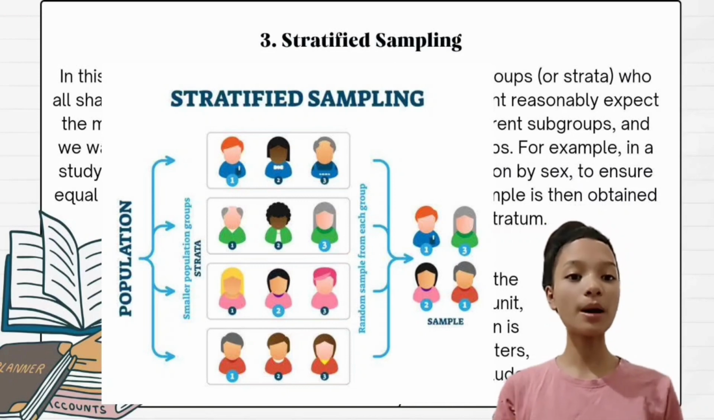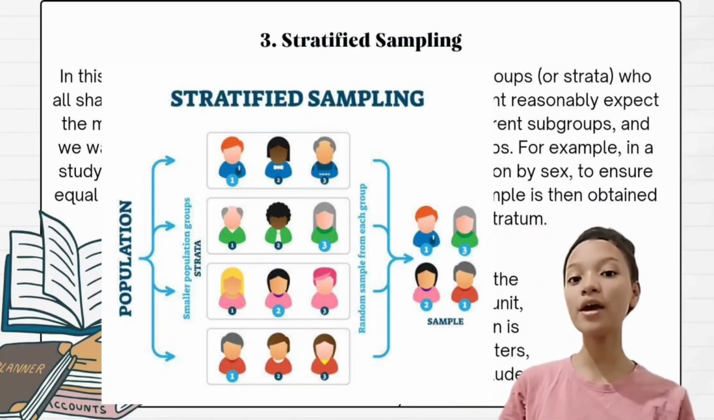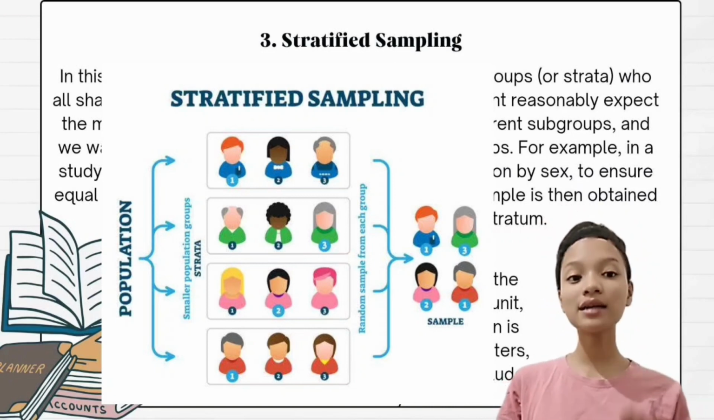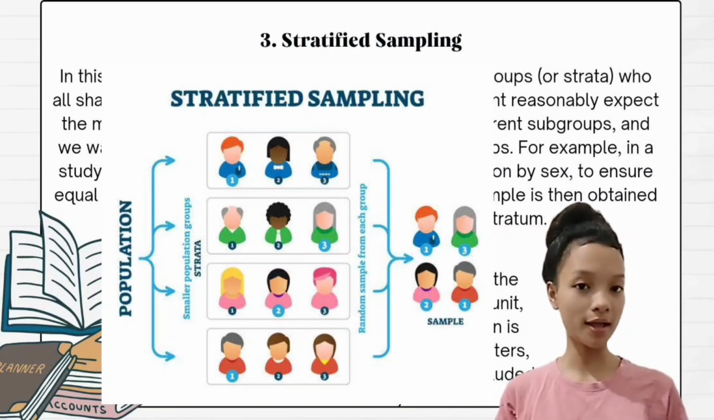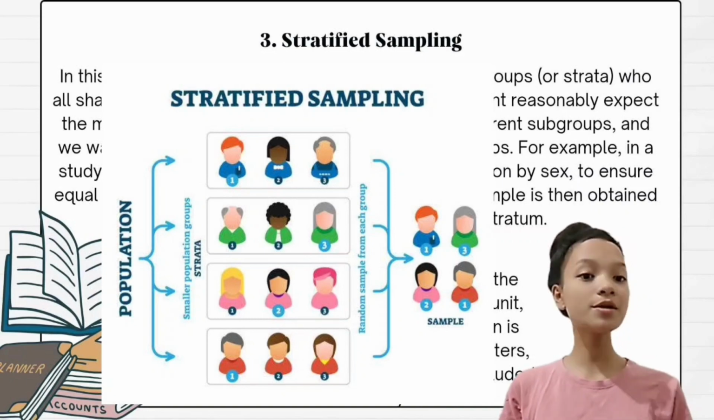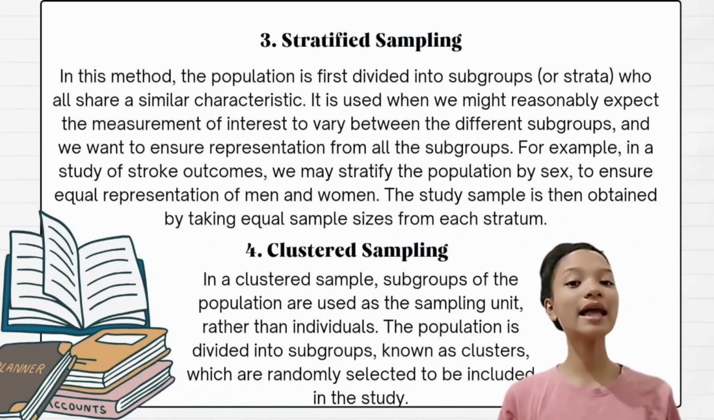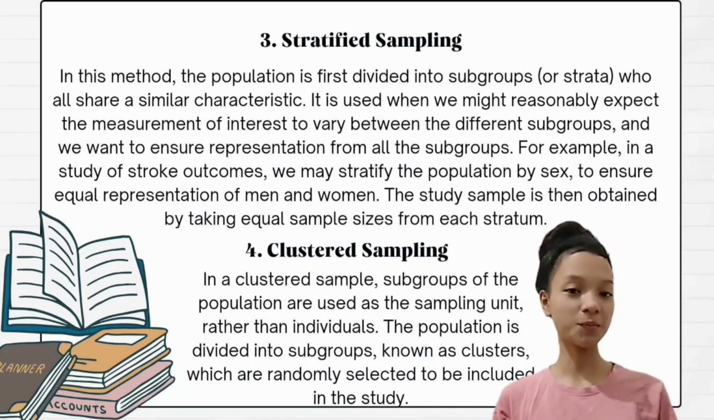So you sort the population into two strata based on gender. Then you use random sampling on each group, selecting 80 women and 20 men, which gives you a representative sample of 100 people. And lastly, let's proceed to cluster sampling.